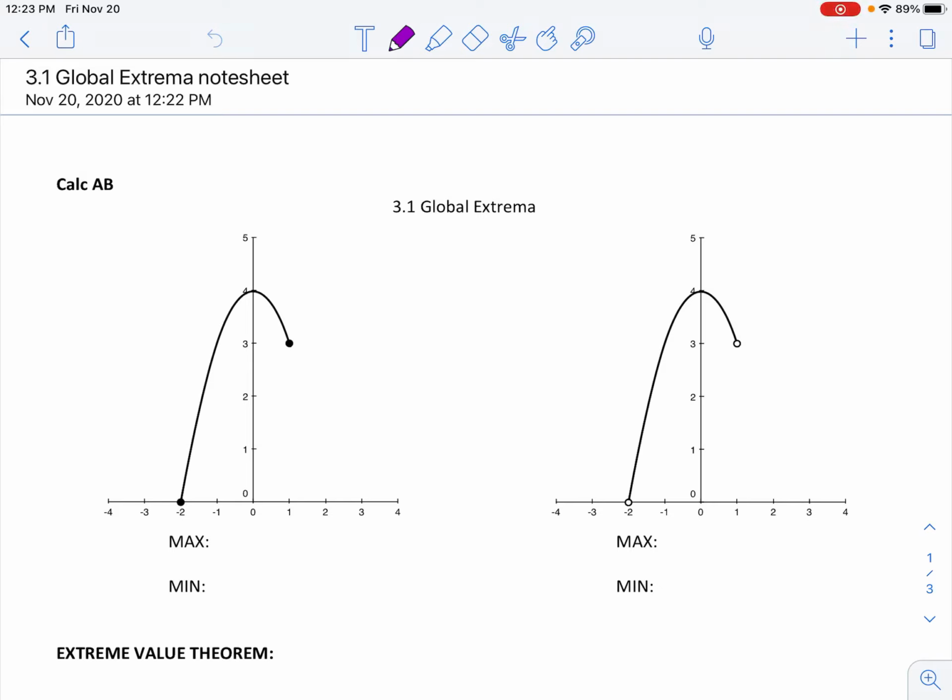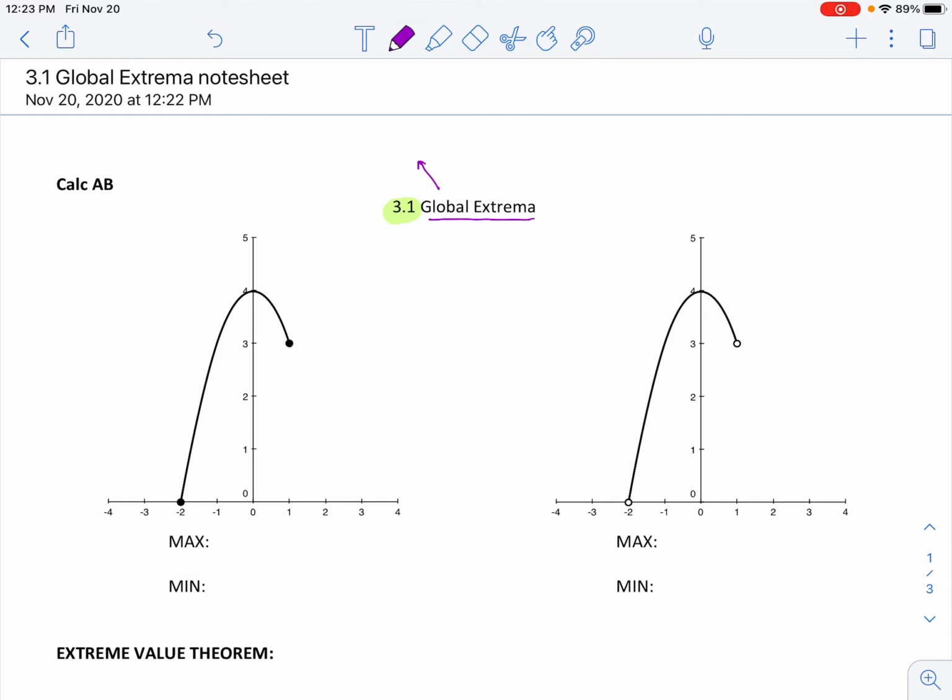Okay, we are time traveling again. We're going back in time to section 3.1. It's a little awkward because we've gotten as far as the middle of the chapter in 3.3, and now we're going backwards. So our focus today is on global extrema. Okay, that means the highest of the highs and the lowest of the lows.